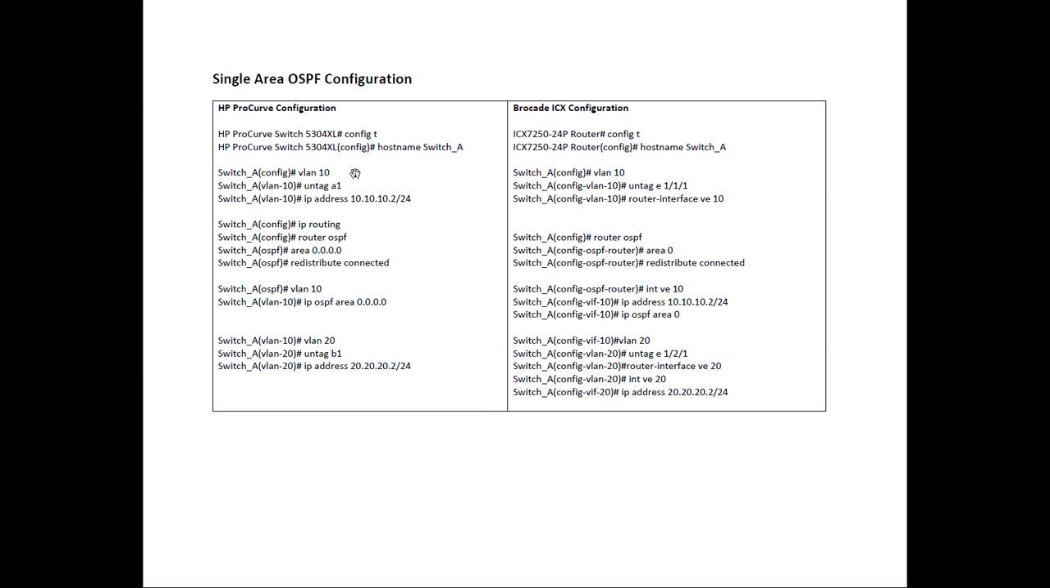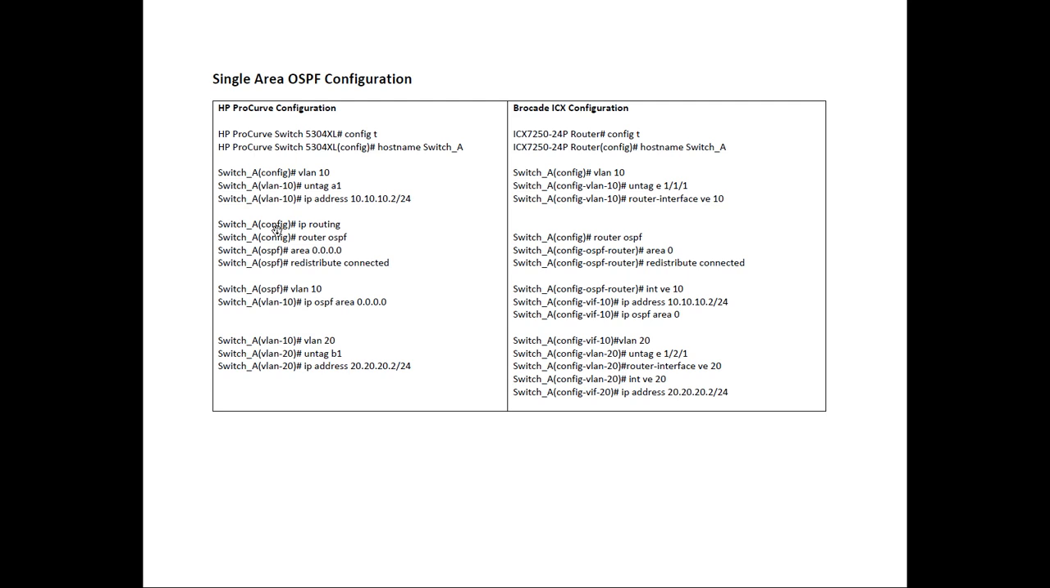Then we create VLAN 10. On VLAN 10, we're untagging slot 1, port 1, and then we're assigning an IP address to it. In our case, this is slightly different on the ICX side. We use something called a router interface. So we create that VLAN 10, I assign unit 1, slot 1, port 1, untagged to that VLAN, the same equivalent that they did. And then rather than putting the IP address right on the VLAN, we create a router interface called VE10, and then later on we go into interface VE10 and assign the IP address to it.